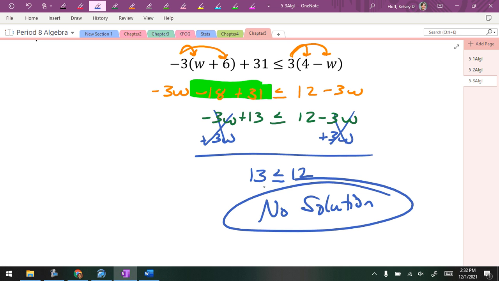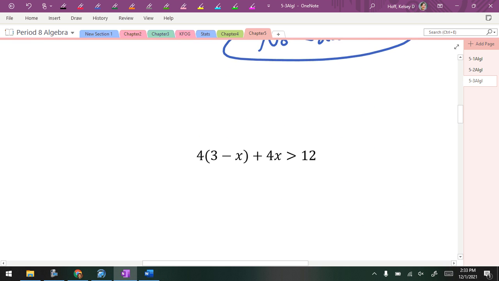What if 13 was less than or equal to 14? Then what is that called? Infinite. All real numbers or infinite solutions. Very good. So your variable will cancel sometimes, and then you could end up with a possible no solution or an infinite solution.